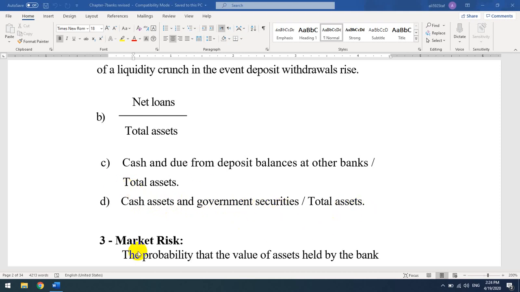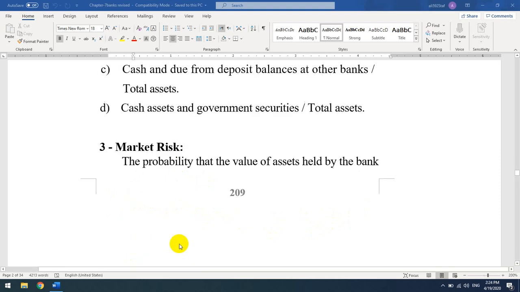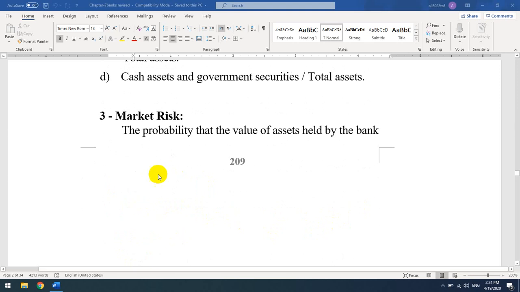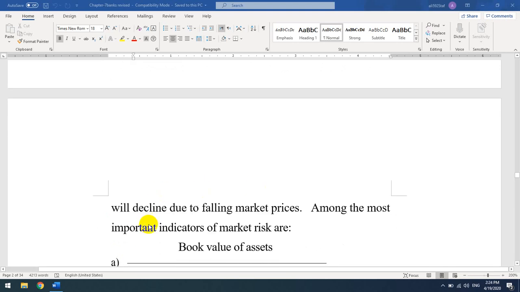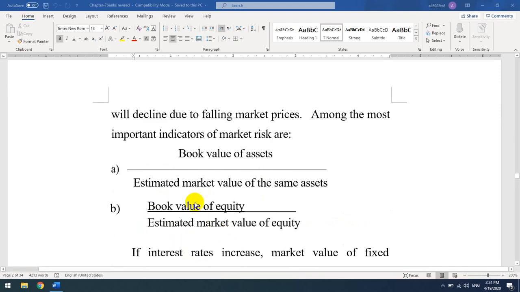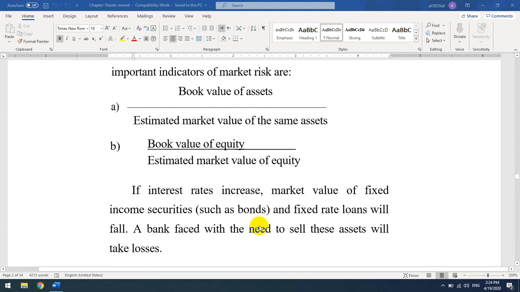The third of banks' risks is market risk, which measures the probability that the value of assets held by the bank will decline due to falling market prices. Among the most important indicators of market risk are book value of assets divided by estimated market value of the same assets, and book value of equity divided by estimated market value of equity.